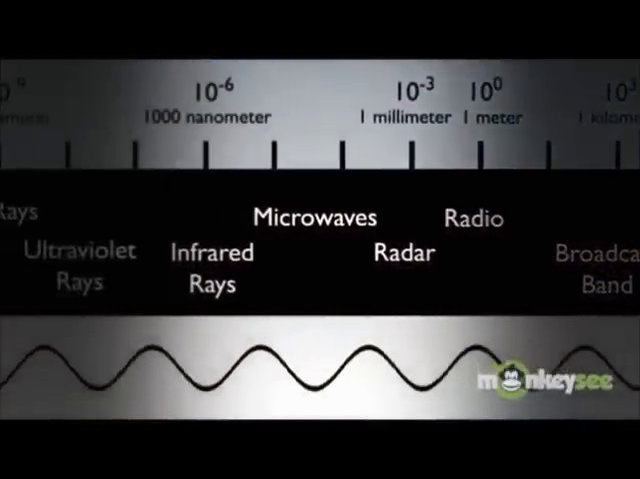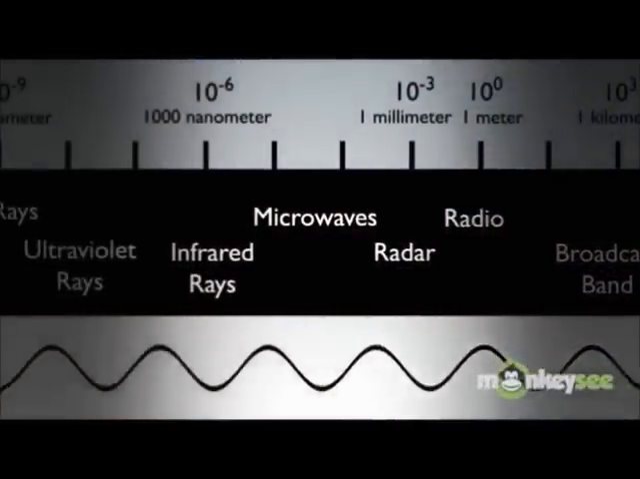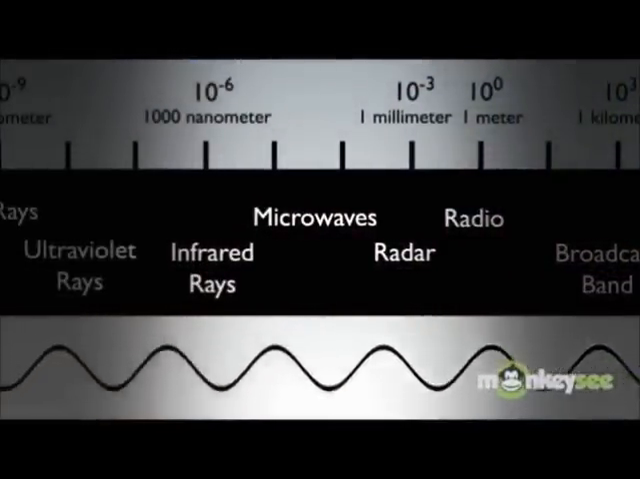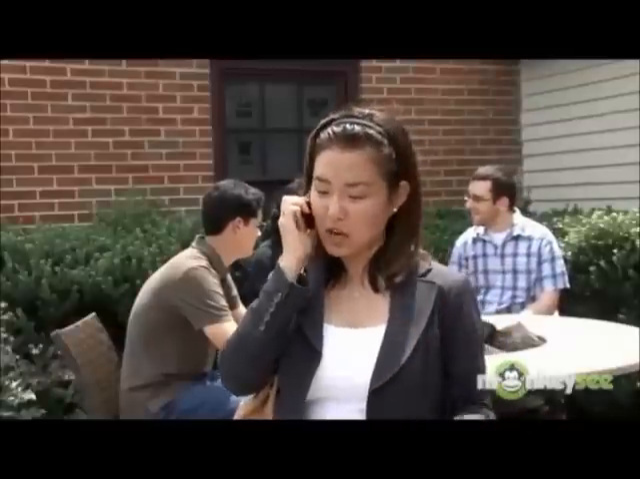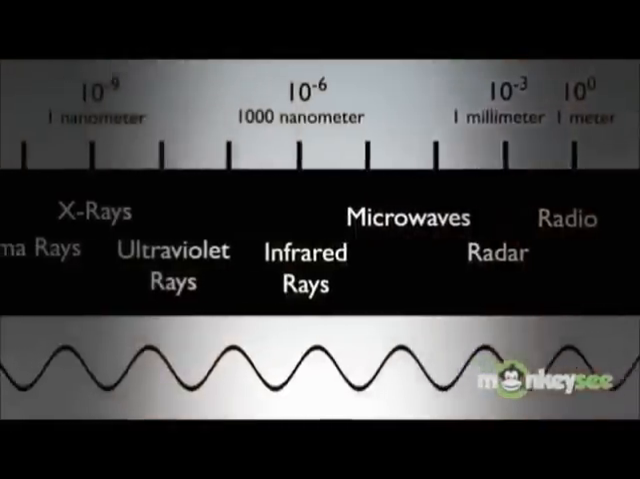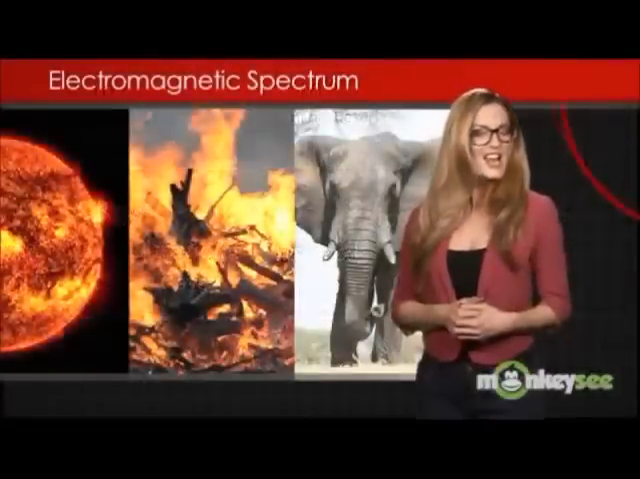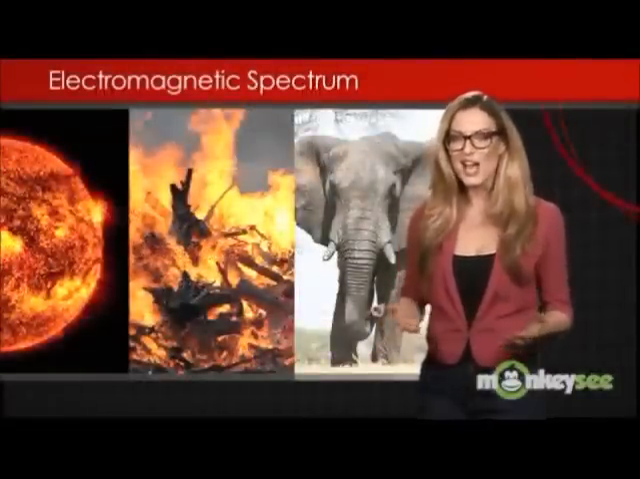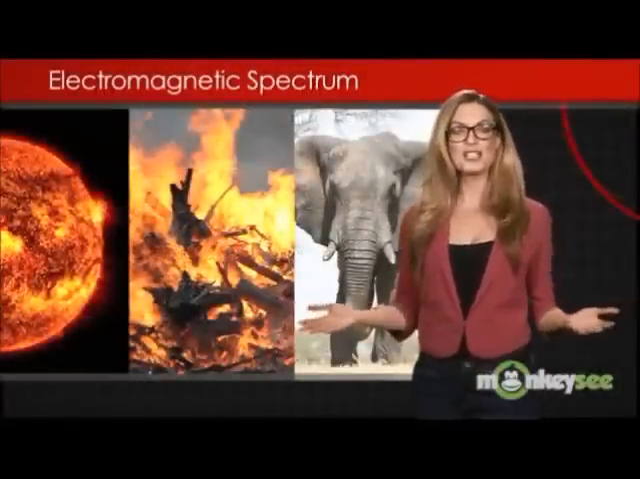After radio waves come microwaves, which produce more energy due to shorter wavelengths and higher frequencies. Cell phones, radar, and microwave ovens use microwaves. Next comes infrared light. The sun, fire, living creatures, and other heat sources all produce infrared light. While we cannot see infrared light, we feel it as heat.